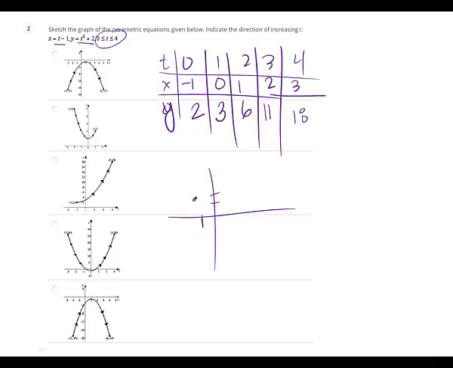So if I started to draw that picture, it's saying that at -1, it is up 2. At 0, it is up 3. At 1, it's at 6. At 2, it's at 11. So it's going up pretty rapidly, and the orientation has to go that direction. So is it C? The third one?